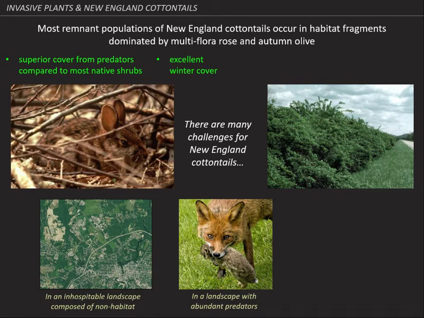New England cottontails face many challenges. The remaining animals occur basically in islands of dense shrubby habitat surrounded by a very inhospitable landscape that lacks shrubby cover and is full of predators that love to eat cottontails. We find that most New England cottontails remain within their habitat patches because when they try to leave that patch of cover, most rabbits get gobbled up by predators.